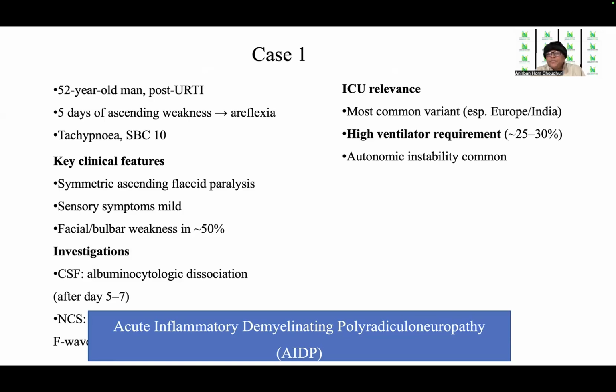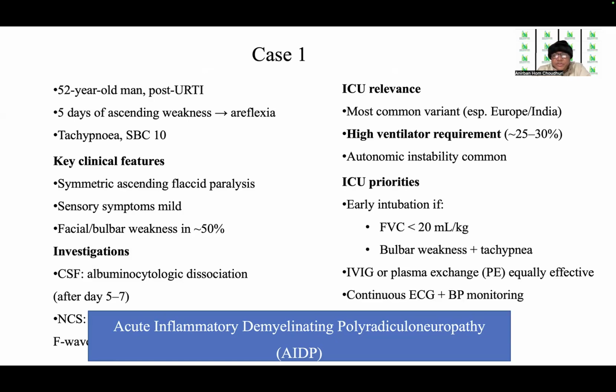Another ICU-relevant feature is that these patients can have autonomic instability, which is very common. So the priorities in the ICU would be early intubation if the forced vital capacity is less than 20 mL per kg, or if there is bulbar weakness along with tachypnea. Both IVIG and plasma exchange are equally effective, so either can be used depending upon convenience, cost, logistics, etc. And one has to continuously monitor ECG as well as blood pressure because autonomic instability is common.